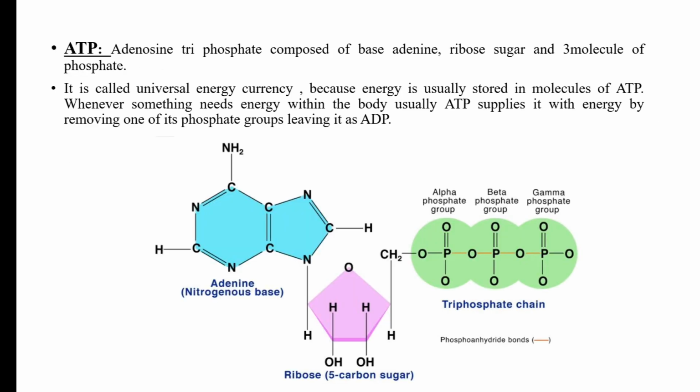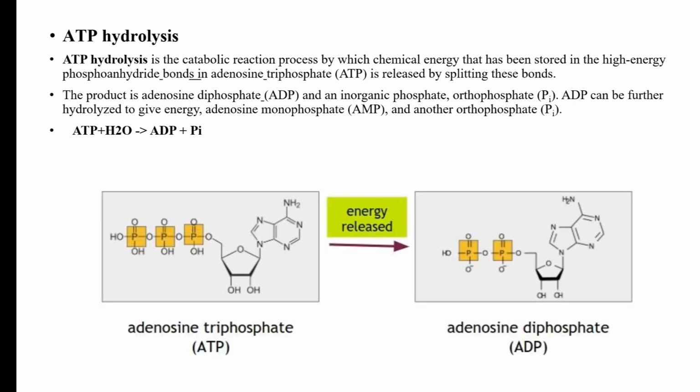Then how does the body get energy through these reactions? ATP, adenosine triphosphate, is composed of the base adenine, ribose sugar, and 3 molecules of phosphate. It is called the universal energy currency because energy is usually stored in molecules of ATP. Whenever something needs energy within the body, ATP usually undergoes breakdown into ADP, which results in the release of inorganic phosphate.